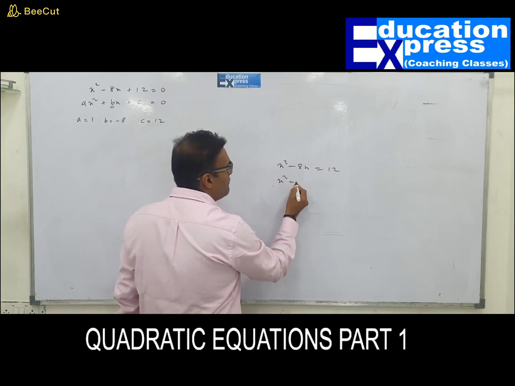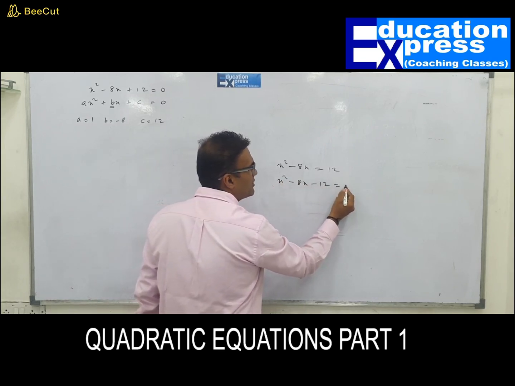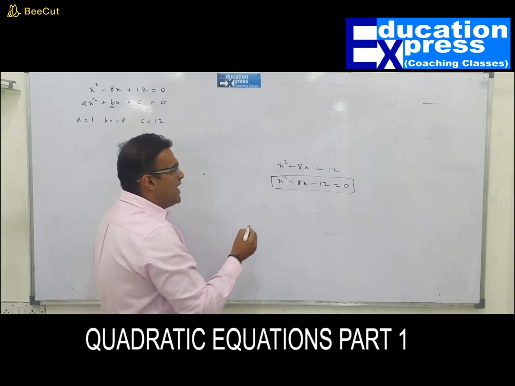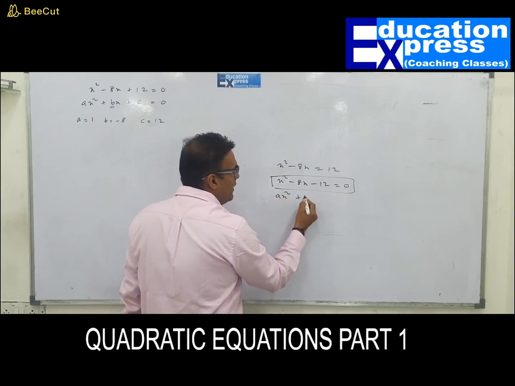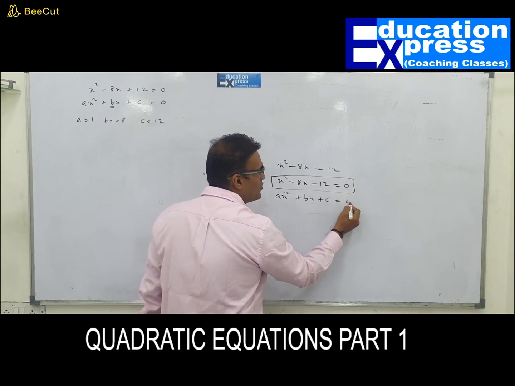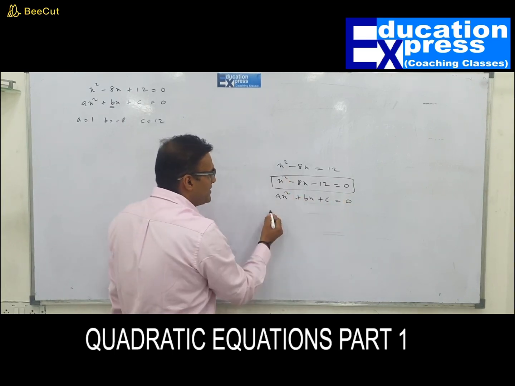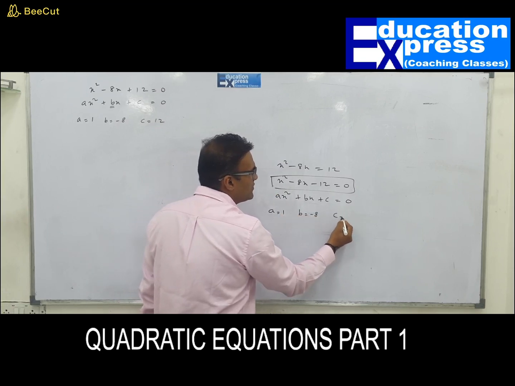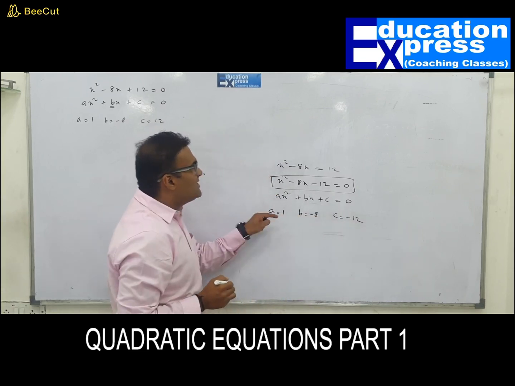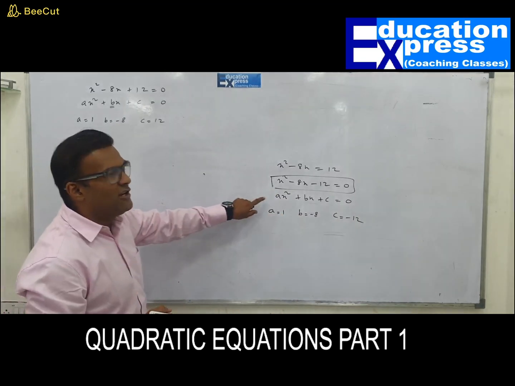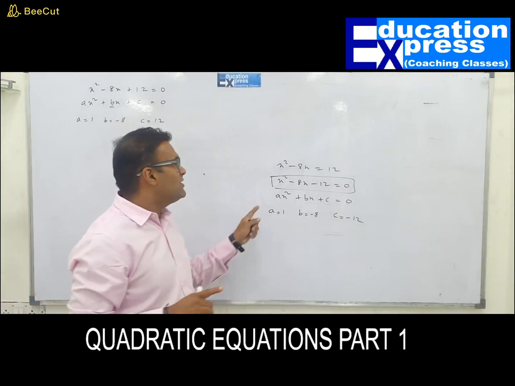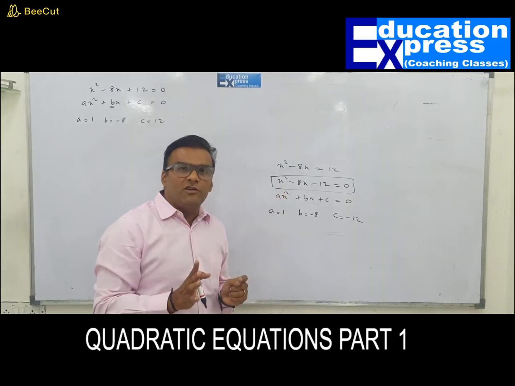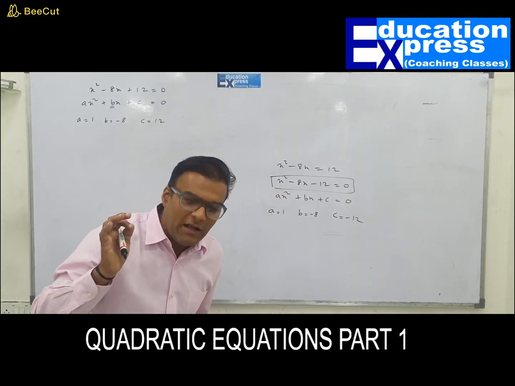So x squared minus 8x minus 12 equals 0. This is the standard form of the quadratic equation. The standard form originally would be ax squared plus bx plus c equals 0. On comparison, the value of a would be 1, the value of b would be minus 8, and the value of c would be minus 12. In this example, these equations are not the same. This was just to show you how we have to convert any given equation into the standard form of a quadratic equation.